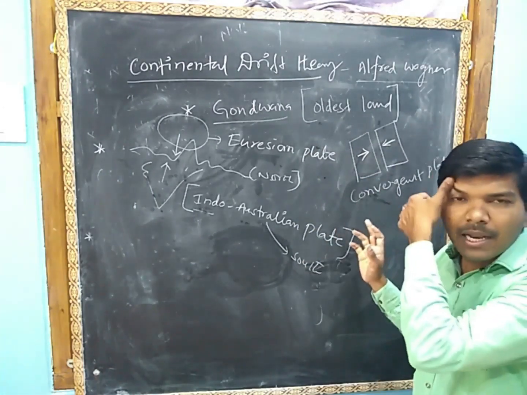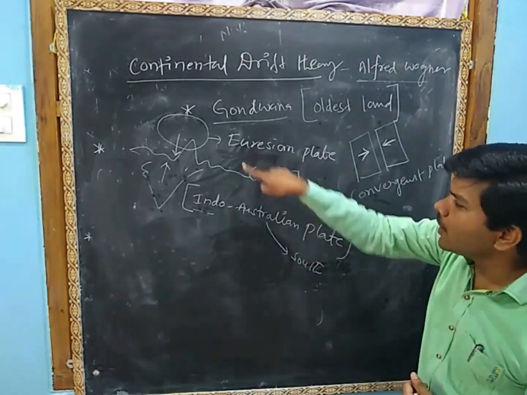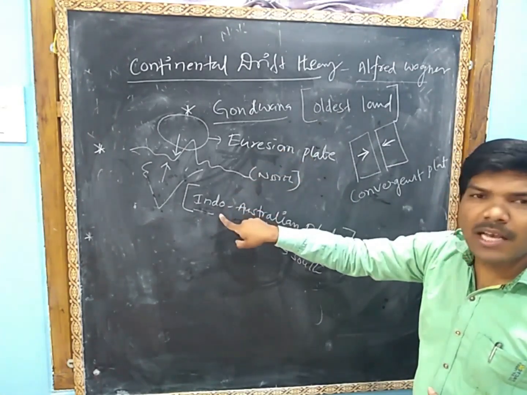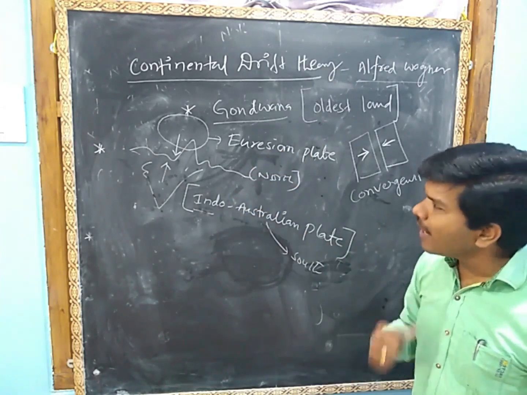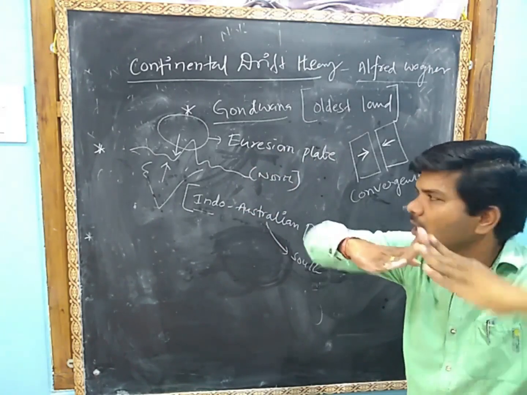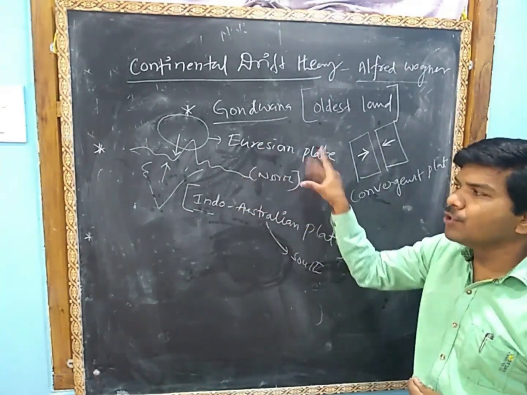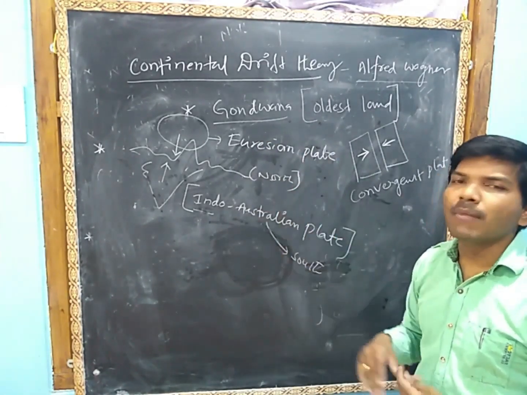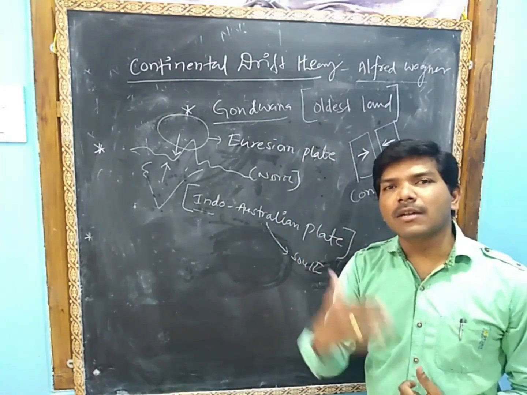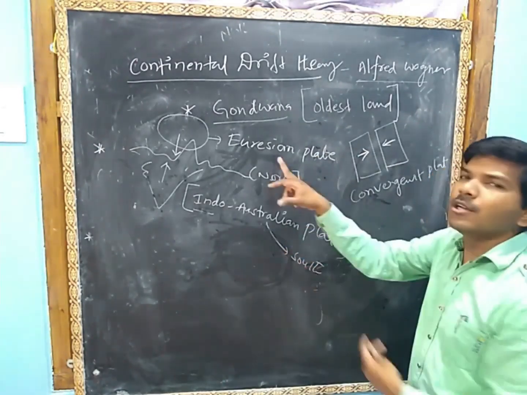I repeat, Himalayas are formed due to the collision of the Indo-Australian plate and the Eurasian plate. How are Himalayas formed? Himalayas are formed due to the collision. Collision means convergence. Due to the collision of the Indo-Australian plate and Eurasian plate, Himalayas are formed. Simple.